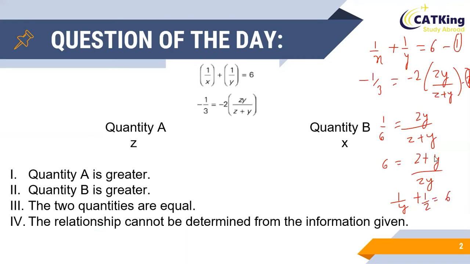Thus, we see from equation 1 and the modified version of equation 2 that 1/x + 1/y is equal in value to 1/y + 1/z. Now, on subtracting 1/y from both sides, we see that 1/x = 1/z. And if we take the reciprocals, we see that z = x, or A = B, thus giving us option 3 as the correct answer.